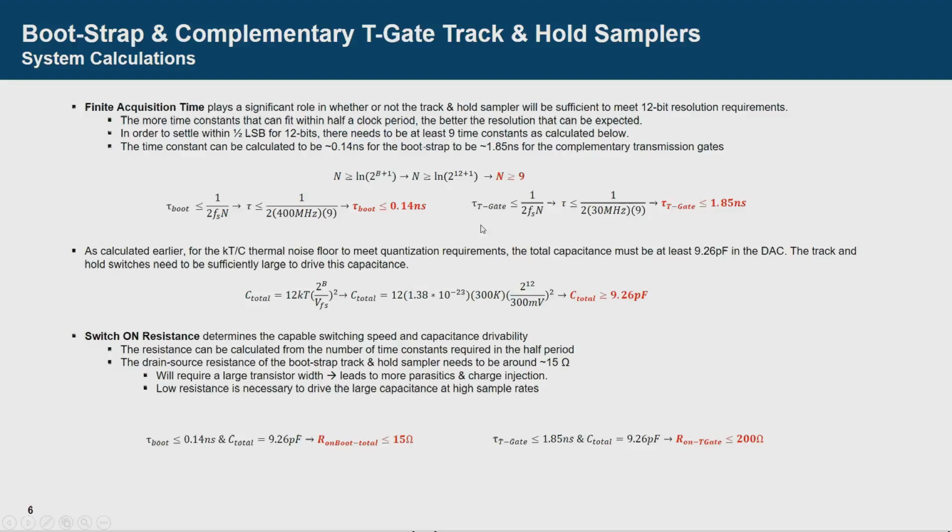The simple T-gate switches running at 30 megahertz can work up to 1.85 nanoseconds, on the other hand. Using these time constants and the total capacitance I calculated earlier, I can calculate the on resistance required to achieve both these capacitances and time constants. For the bootstrap, I need the on resistance of each switch to be less than 15 ohms, which is extremely small, and it also needs to be very stable with input signal. That's why I had to implement a bootstrap switch. On the right, the on resistance for the T-gate switch was around 200 ohms, which is more reasonable.